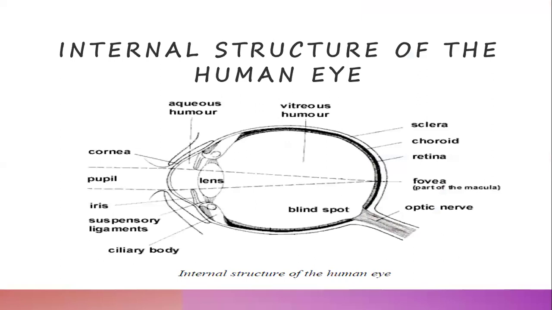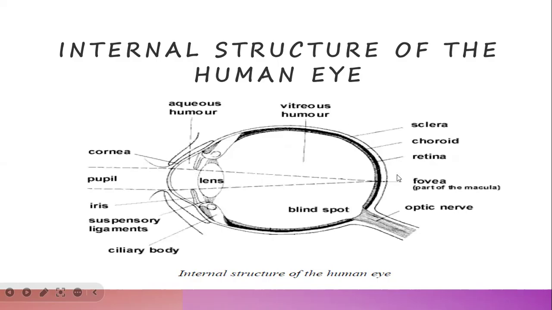Now, let's see the internal structure of the human eye. The human eye looks like this. This is the internal structure of the human eye. There are various parts here. In the front side, there are the cornea, pupil, iris, suspensory ligaments, ciliary body, and at the back side, before that, there's an empty space containing the vitreous humor. Then there's also the aqueous humor. The aqueous humor is located before the lens, and the vitreous humor is located after the lens.